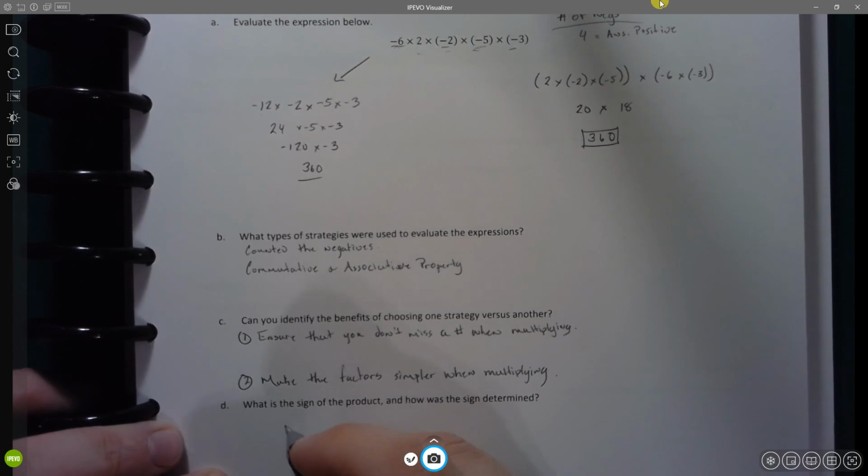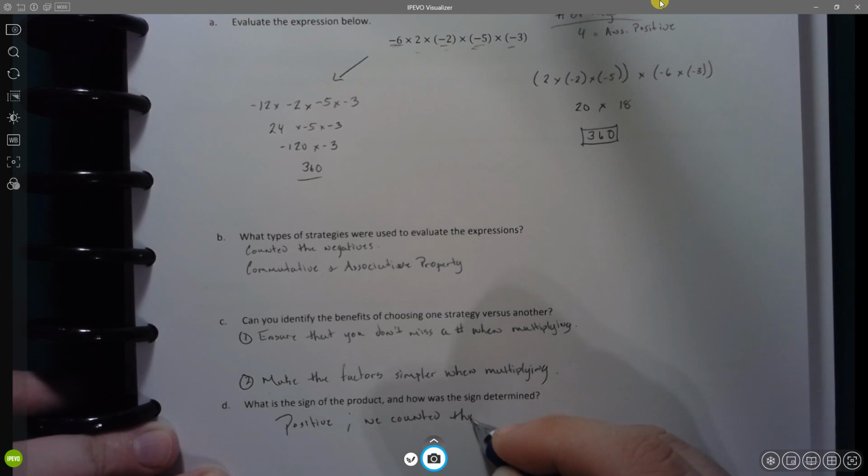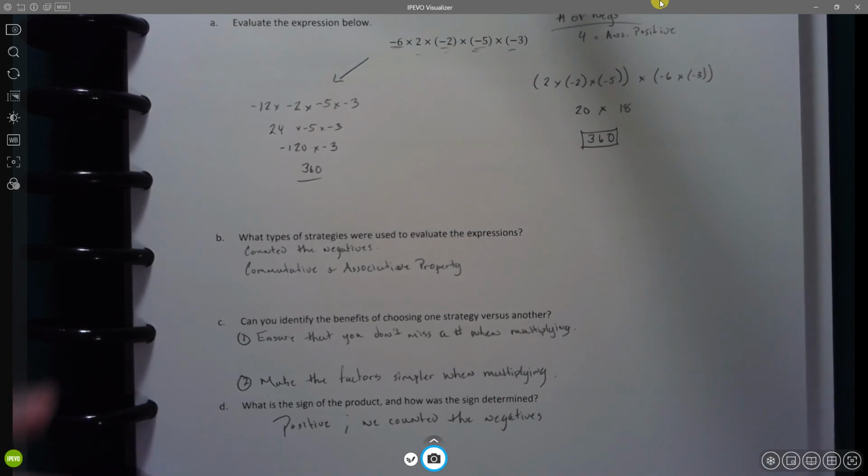We know that's positive because we counted the negatives. Look at there. It's positive because we counted the negatives.